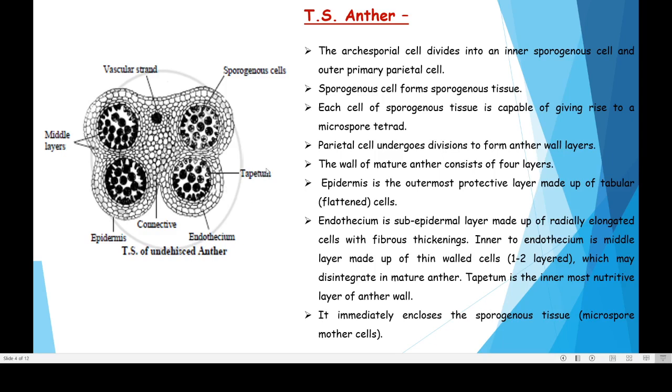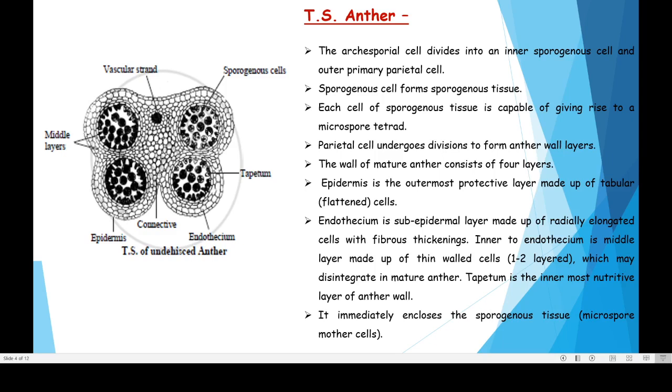Now this tapetum encloses sporogenous cells. You can see over here sporogenous cells are present. These sporogenous cells are the result of differentiation of parenchymatous tissues, which I have already told you. These cells are also called microspore mother cells.